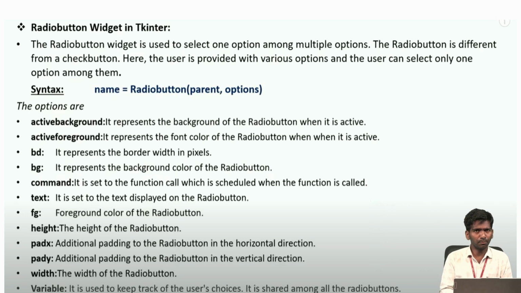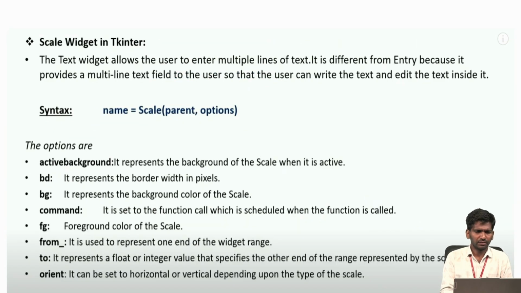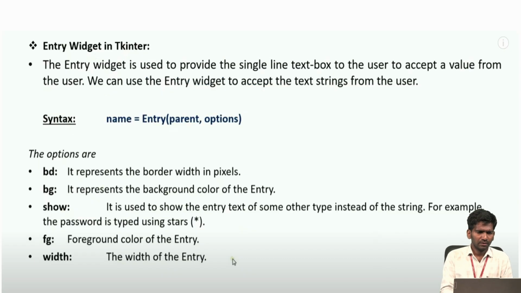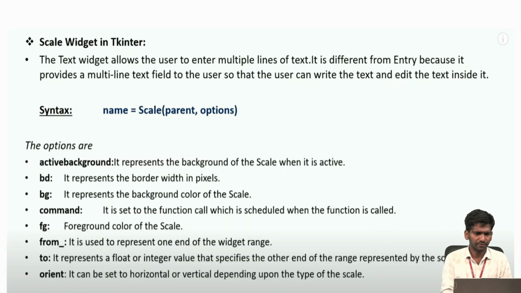If you want to create multiple options for a user, then you can go with check boxes. Text widget allows the user to enter multiple lines. This entry widget is used for a single line, whereas the text widget is used for multiple lines. If the user wants to write multiple lines of input, then you can use the text widget.